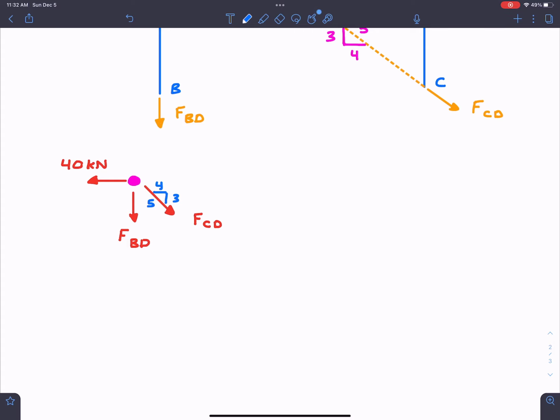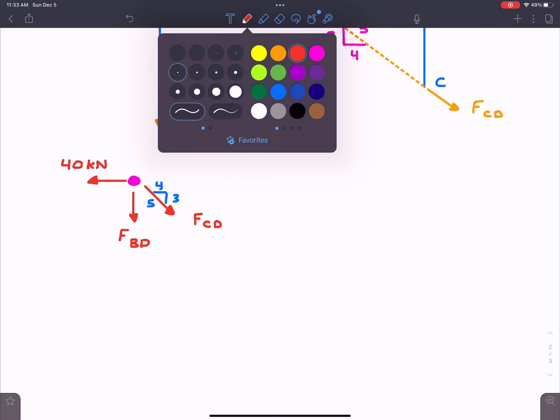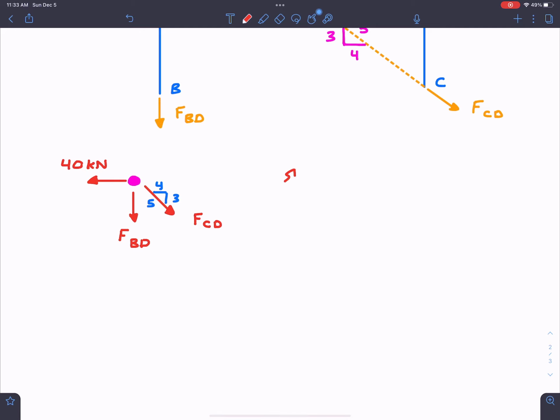And from here, what we can actually do is take particle equilibrium, because we have 2 equations and we actually only have 2 unknowns. So it's really nice for us. So I'm going to go over to red, and I'm going to say the summation of forces in the x direction must be equal to 0.